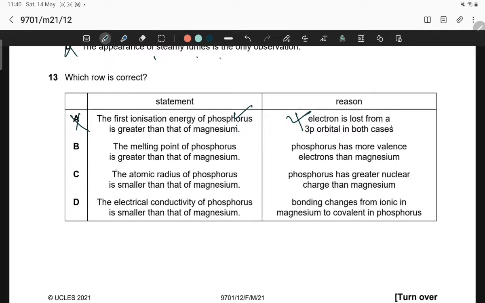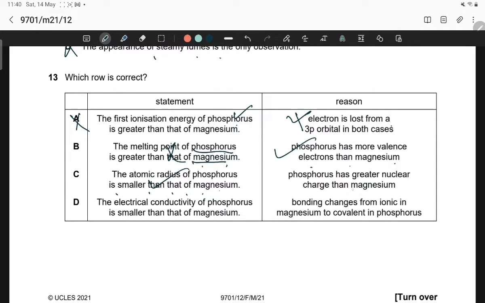The melting point of phosphorus is greater than that of magnesium. Phosphorus is a non-metal, magnesium is a metal, so this is also incorrect, because the melting point of magnesium is greater than that of phosphorus. Phosphorus has more valence electrons than magnesium. Yes, this is correct. The atomic radius of phosphorus is smaller than that of magnesium. Atomic radius decreases across the period, so it is correct.